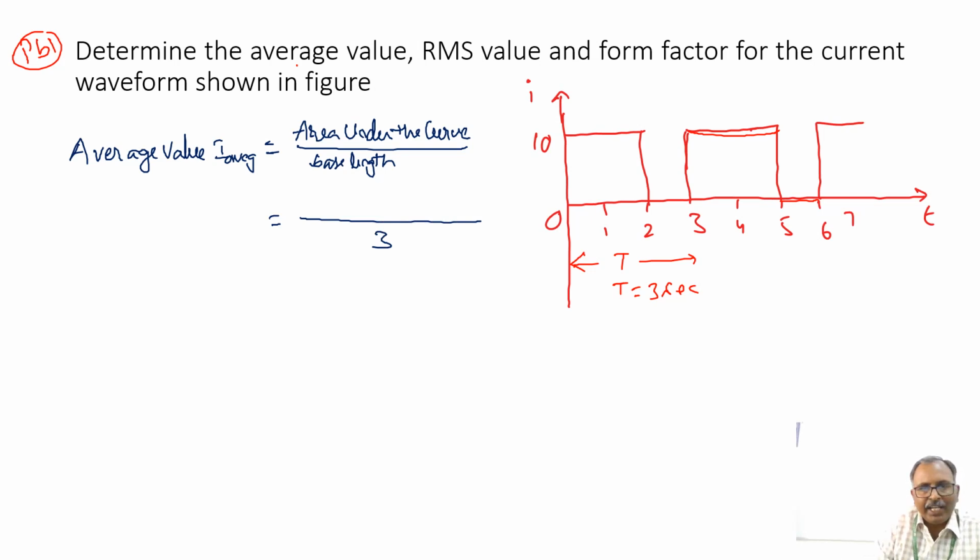Now if you see the area from 0 to 2 seconds, it is of rectangle type with a length of 10 and width of 2, and then from 2 to 3 it has a magnitude of 0 with a time span of 1 second. So the average value is 20 by 3, it is 6.67 amps.